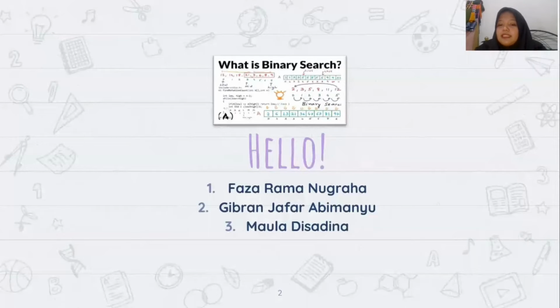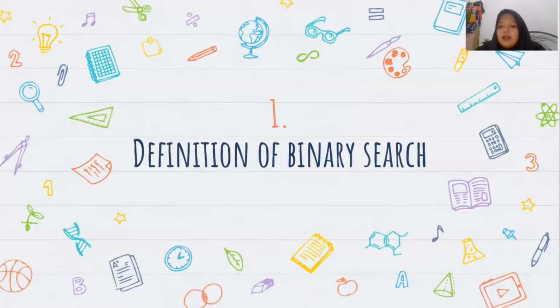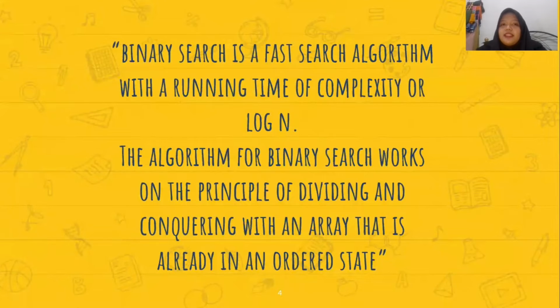My name is Maula Disadina. I want to explain a little about the meaning of binary search. Binary search is a search algorithm with a running time complexity of O(log n). The algorithm for binary search works on the principle of divide and conquer with an array that is already in an ordered state.